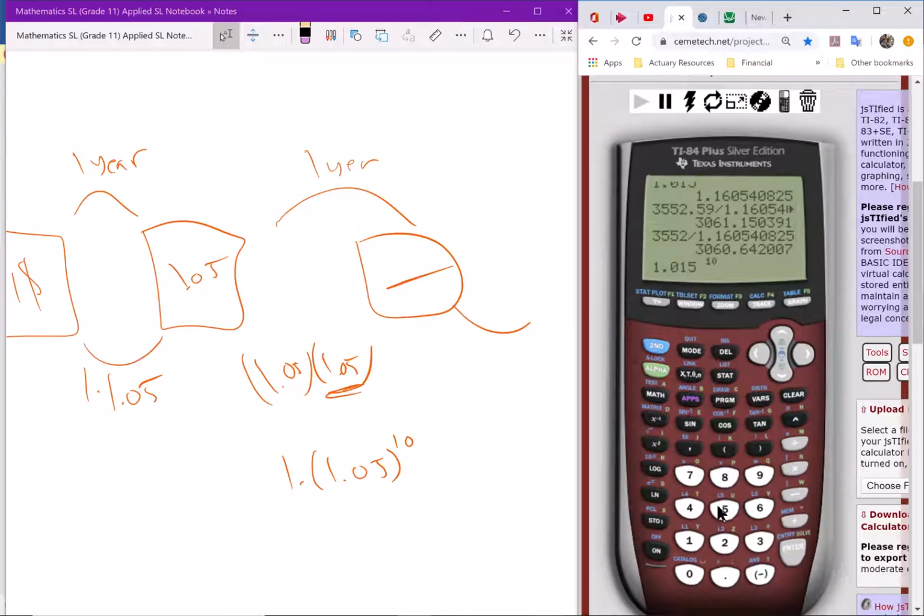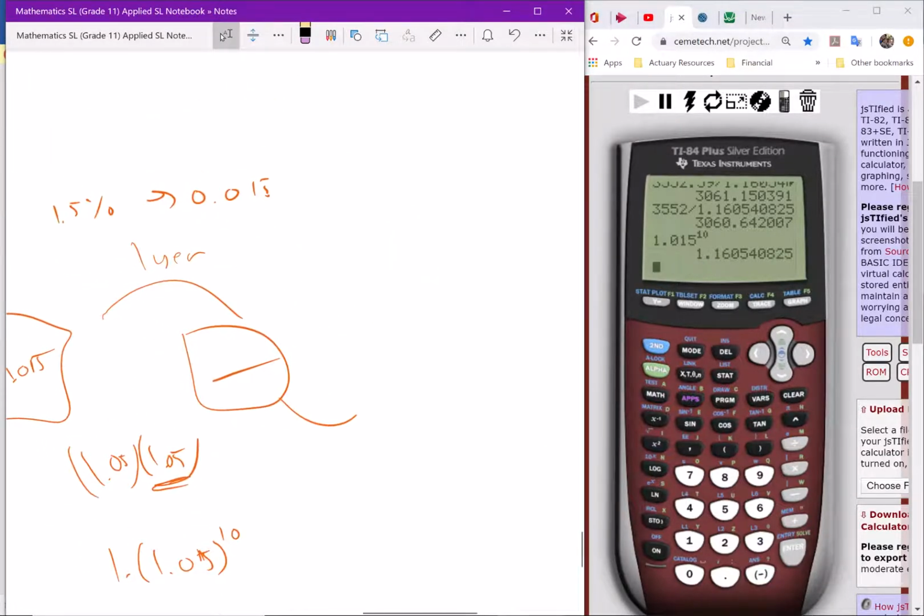Sorry, this is a little bit messed up. This would be 1.015 because it's 1.5%, which is 0.015, right? To the 10th power, which gives you this 1.16. So in 10 years, that can of Coke will cost $1.16, right?